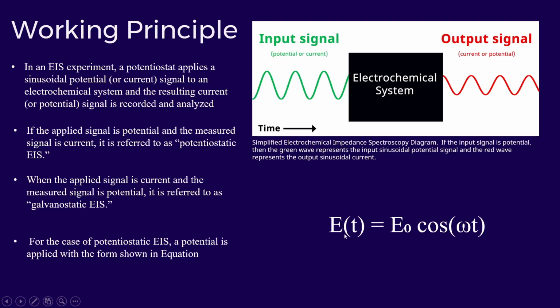For the case of potentiostatic EIS, the equation is given as this, where E(t) is the potential as a function of time, E naught is the initial potential, omega is the angular frequency, and t is the time.